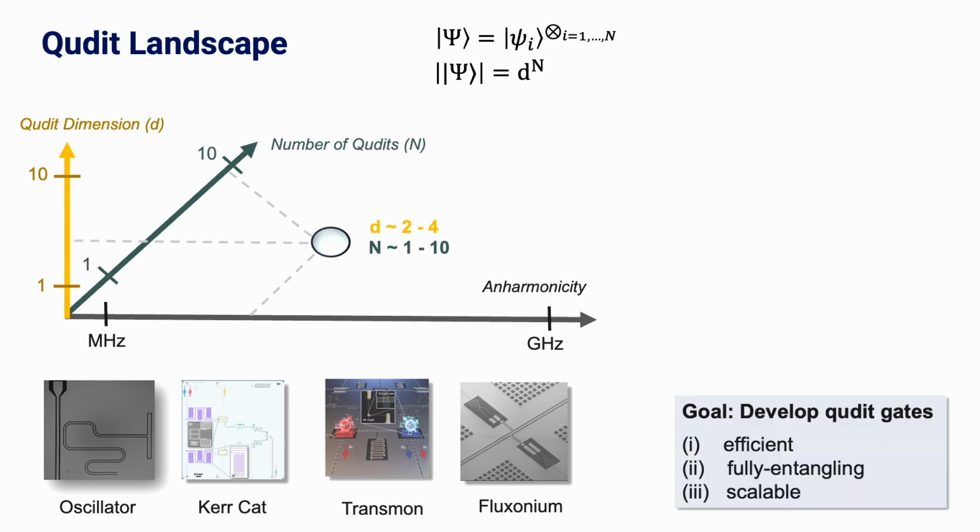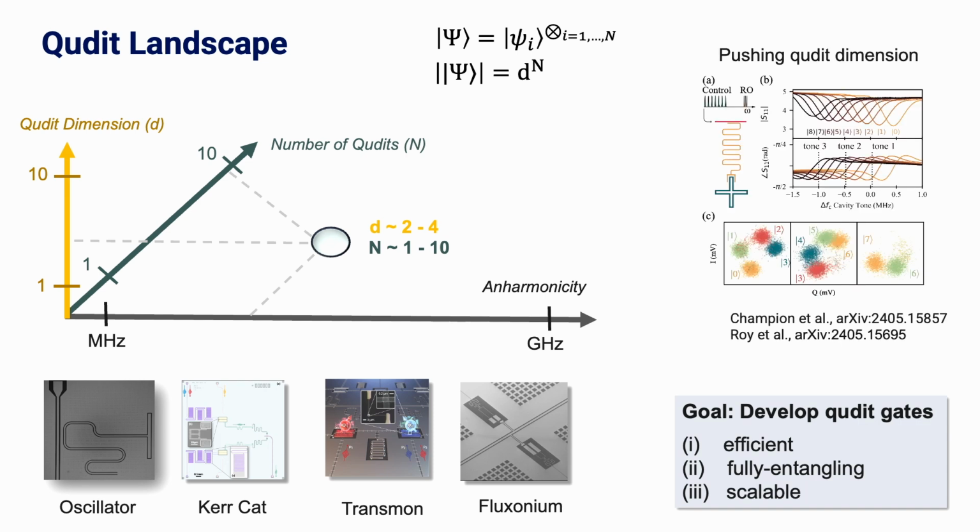And so the goal is then to develop both single and 2-qubit gates that are efficient, that are entangling, ideally fully entangling if we can figure out how to do it, and scalable, so flexible to implement on the hardware. But also, I would like to point out that in the world of superconducting circuits, just this year, there's been some really exciting developments from both the Cornell team and the Rochester team, where they've been able to, at the single qubit level, push up this qubit dimension on this other axis to like 8 to 10 levels, and actually demonstrate universal control in these systems.